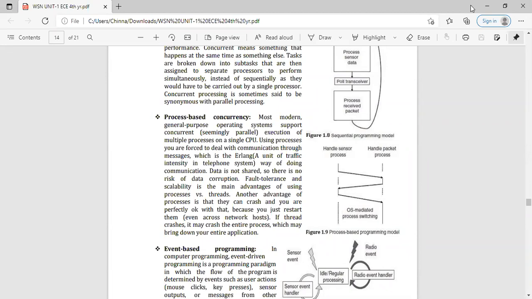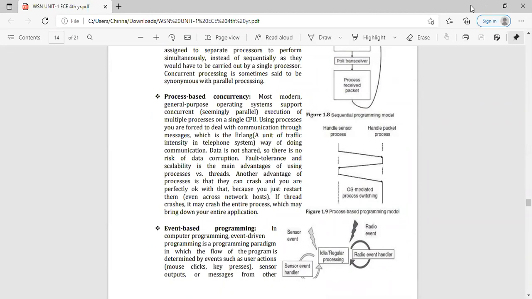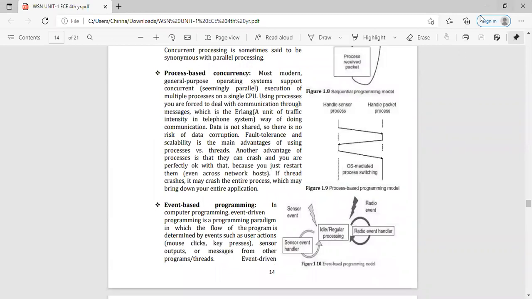Here you can see in the diagram: handle sensor processor, handle packet processor. Whenever you are transmitting data from one node to another node, there is no overlapping of processes. One by one, in parallel, they will be transmitted. Here one operation, here one operation.